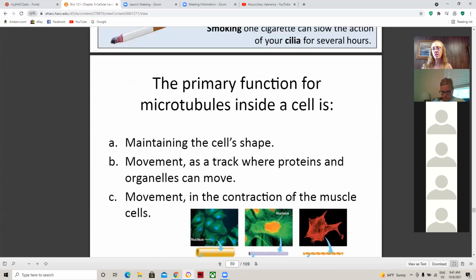So the primary function for microtubules inside a cell is what?